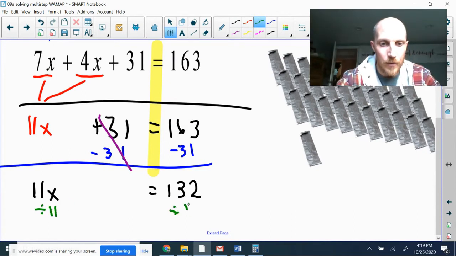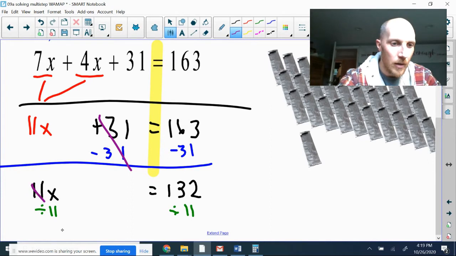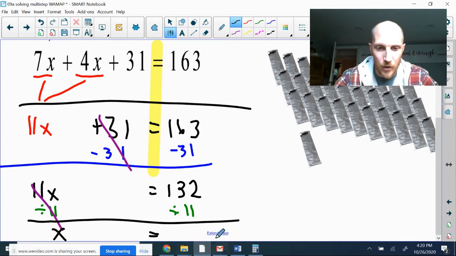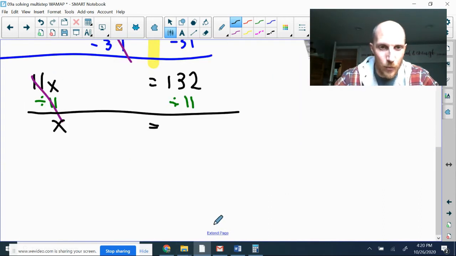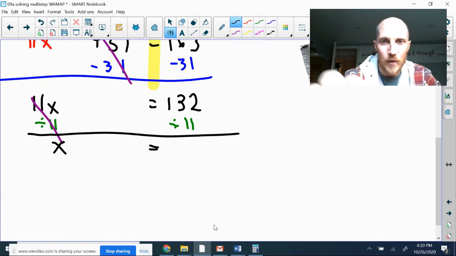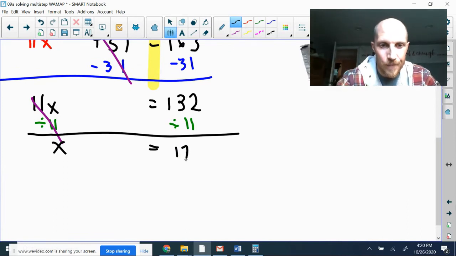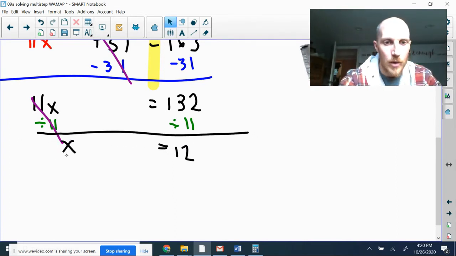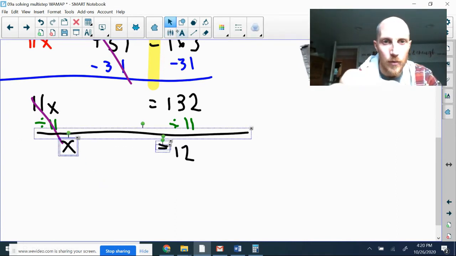However you want to write the divide, doesn't matter. Times 11 divided by 11 are opposites. They cancel. This x comes straight down. Equal sign comes straight down. I might scooch this together because it's pretty spaced out and that looks weird. And 132 divided by 11, that's 12. We can't bring the x over. All right, well, we're just going to leave it then.